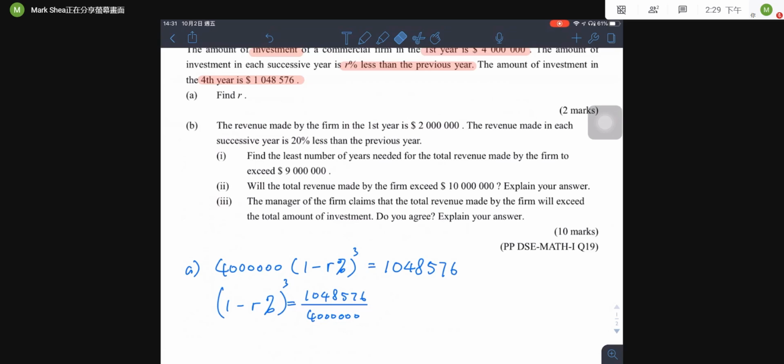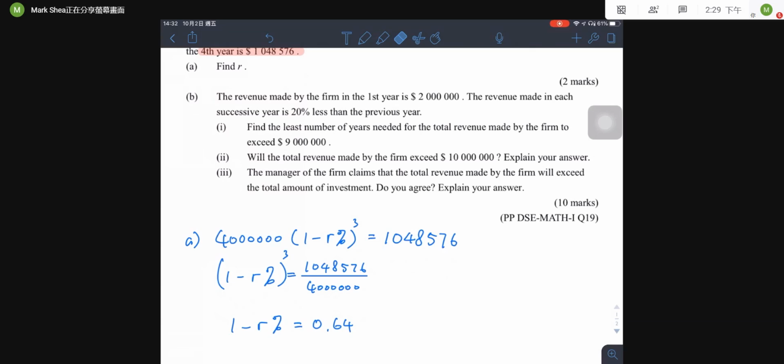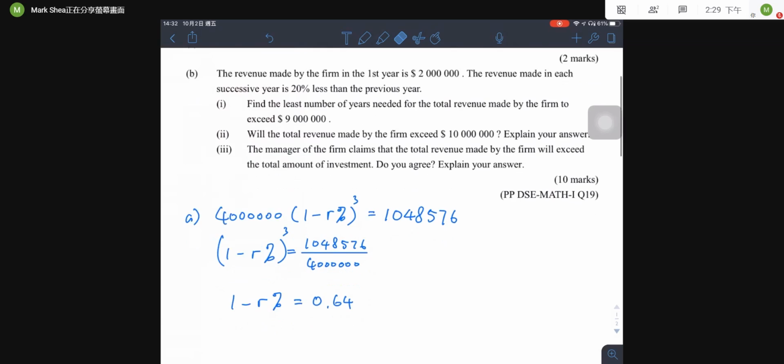(1 minus R%) to the power 3 will be the fraction written there. And then by using the calculator, 0.64 is the cubic root of the right-hand side. So R is equal to 36. This is part A.